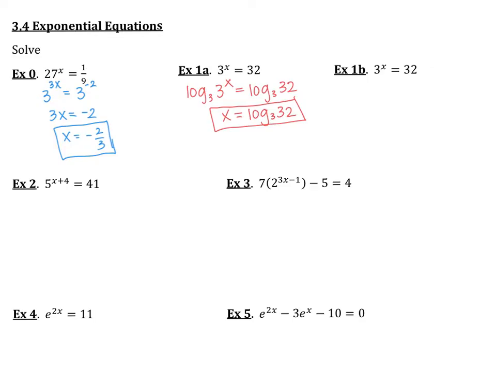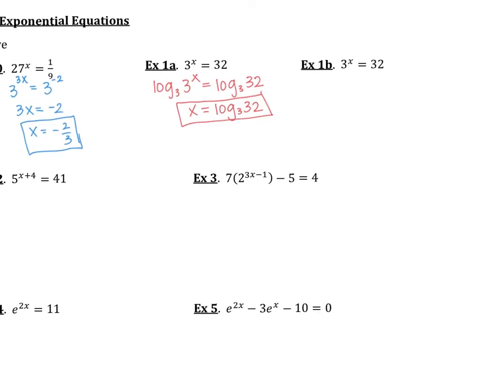Now some of you learned to do natural log or common log on both sides. I'm going to show you that as well. It's the exact same thing. I'm going to use natural log because it's one less letter to write. If I do the natural log on both sides, I'm going to use the power rule and bring the x down. So now I have x times ln 3 equals the natural log of 32. So I would get x equals ln 32 over ln 3.